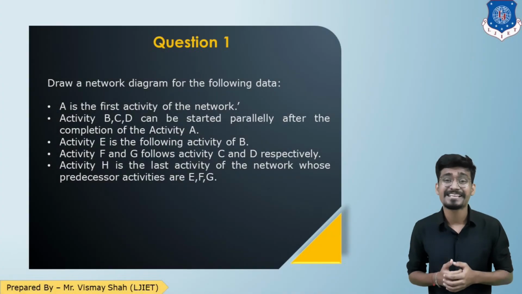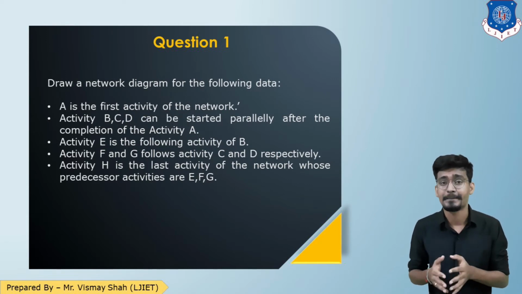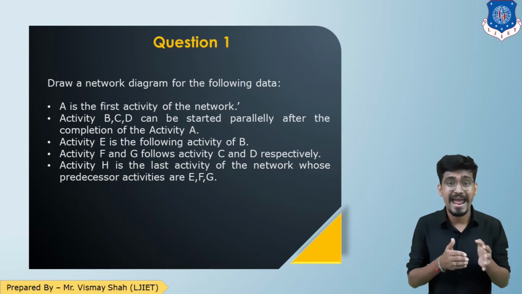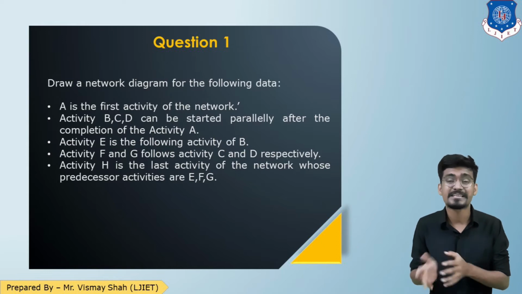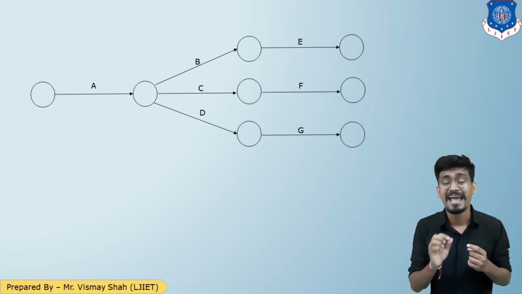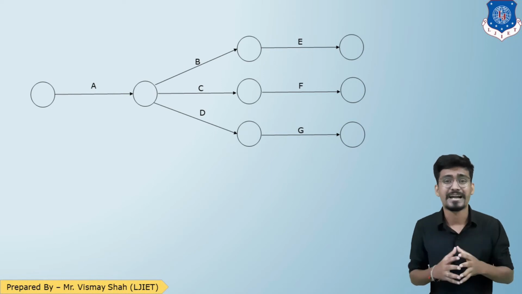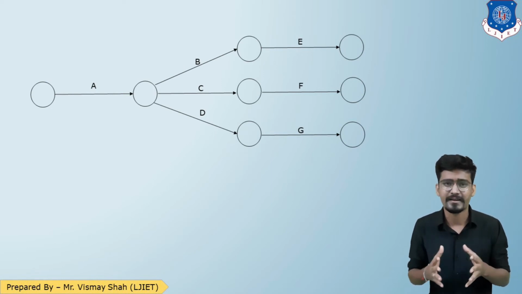Now come back to the data. So the next data is activity F and G follow activity C and D respectively. So activity F will follow C and activity G follows D. Let us represent it on our network. As you can see over here, activity F will be coming out from activity C, and activity G will be coming out from activity D. So now we have three activities, activity E, F and G. So that is our data number 5, I guess.